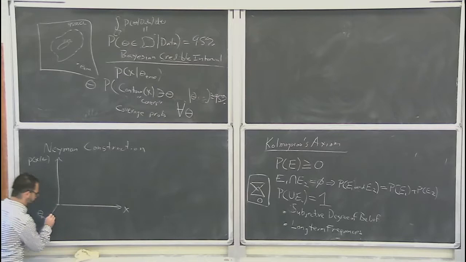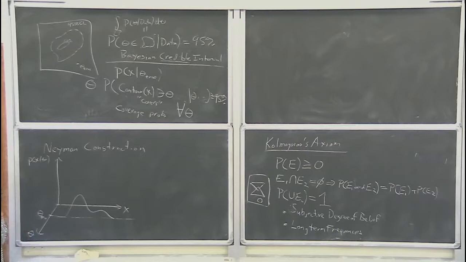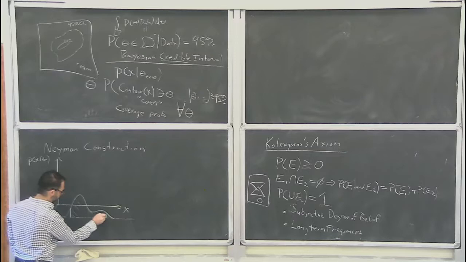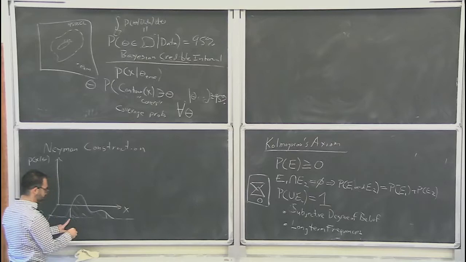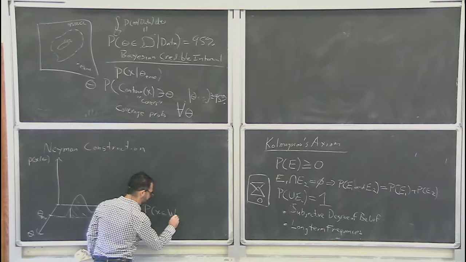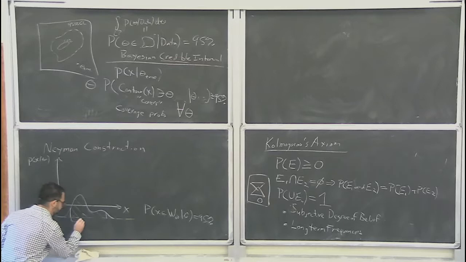So here's my little axis. And now I'm going to imagine some distribution for X, right? If I can find a region in X that holds 95% of the probability. So if I have P of X in, I'll write it something like this, W of theta, given theta equals, you know, 95%, something like that. So this region is what I mean by W of theta, right?